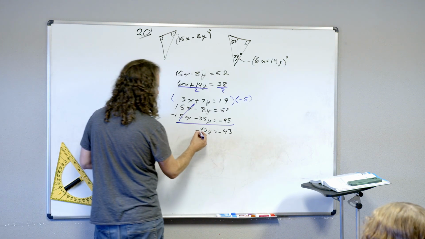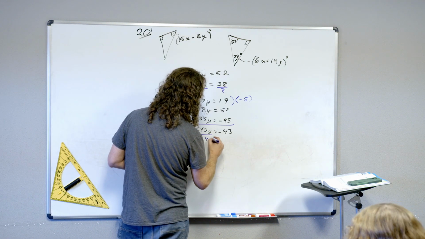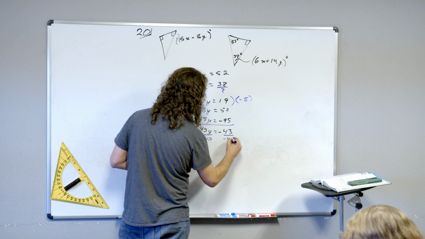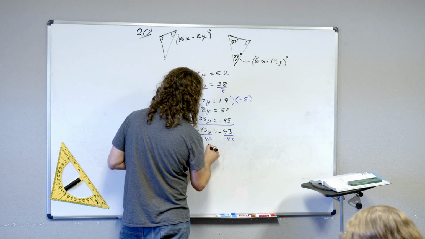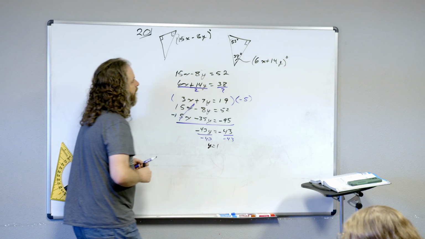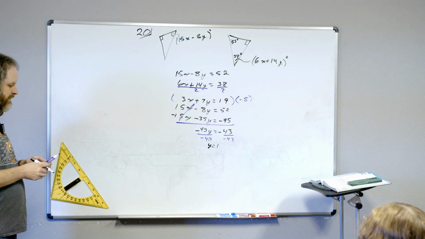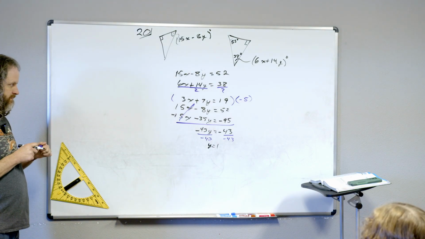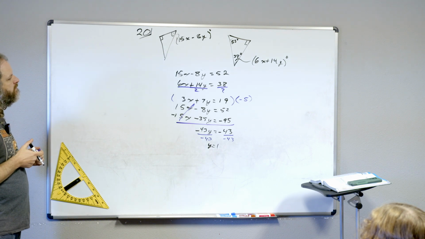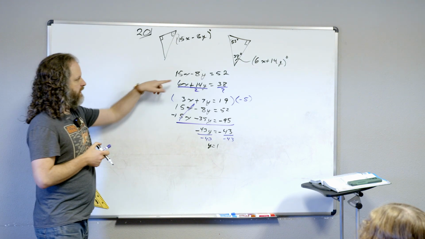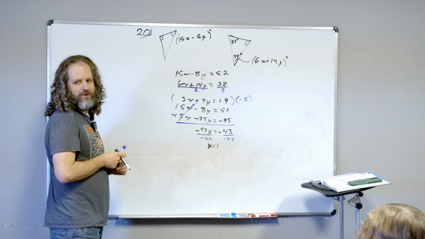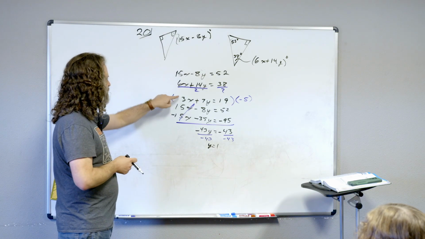All right. So then we divide the negative 43 off. And y equals 1. Then what would we do? Plug in y. Yeah, where? With a 6x plus 14. Up in here? Sure, that's fine. Or here, or here. Any of those will work. All right? Let's plug it in that one. It's got the smallest numbers.